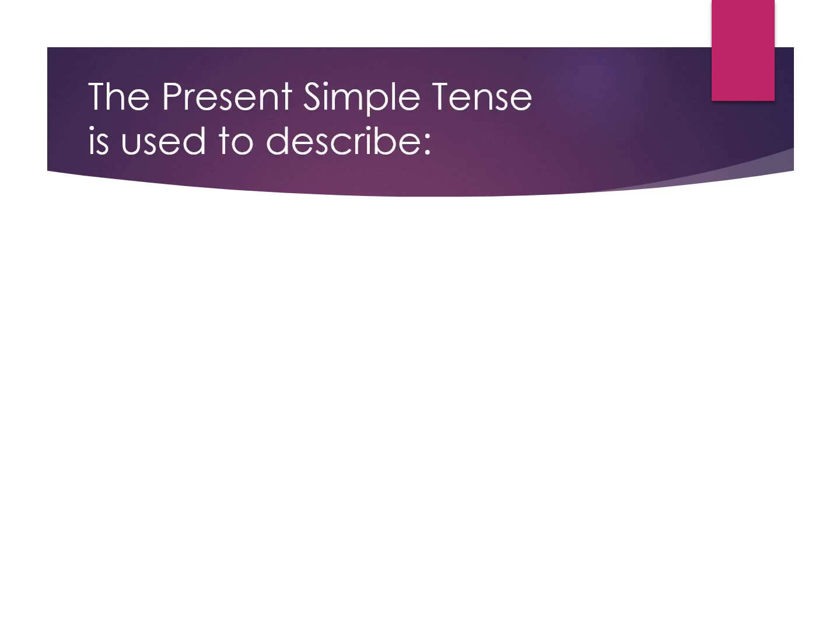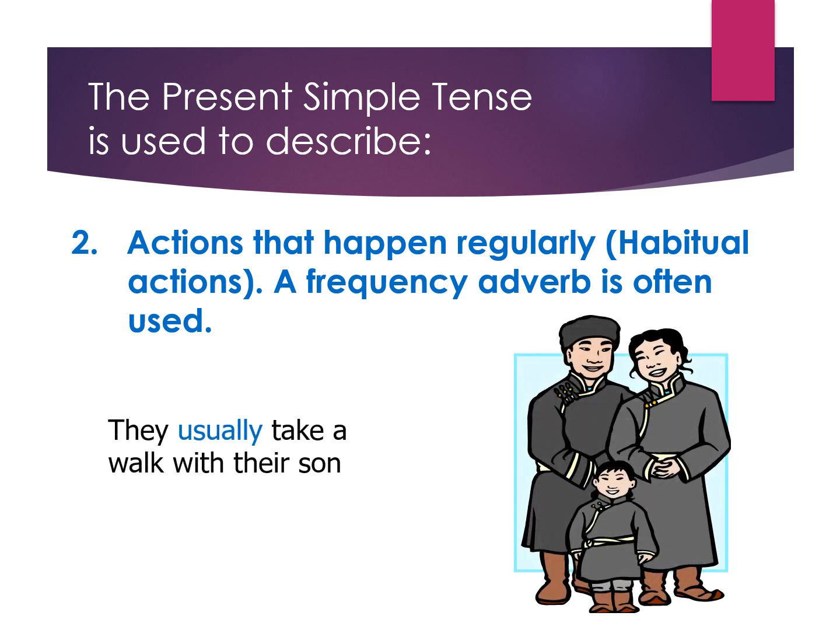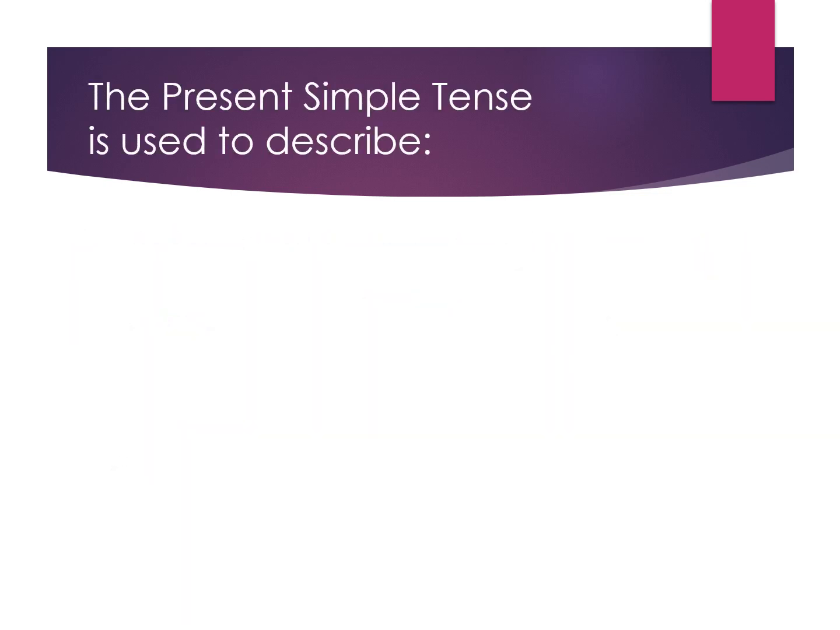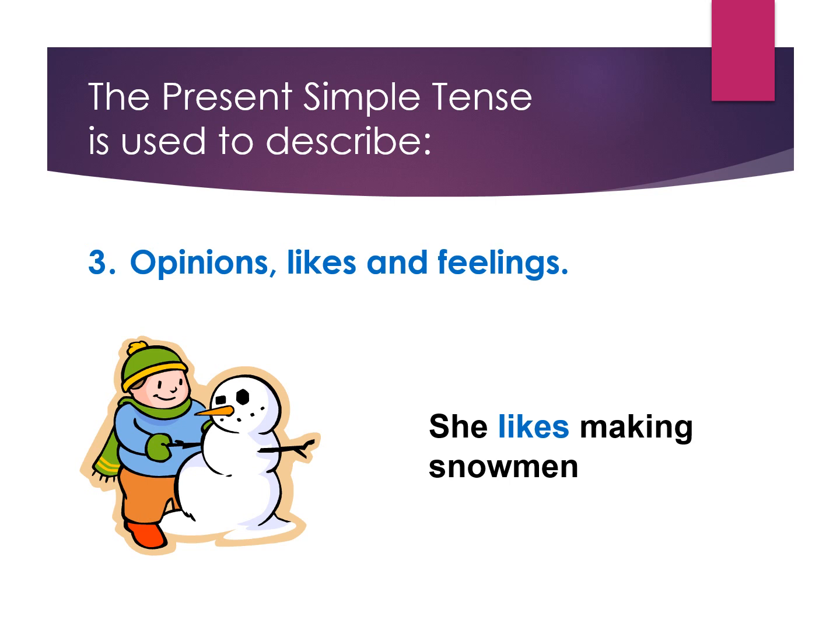We also use the simple present tense to describe actions that happen regularly, like habits and routines. In this case, we also introduce the usage of adverbs of frequency. As in the example, it says, they usually take a walk with their son. This is what they regularly do, probably 2 or 3 times a week. We also describe opinions, likes and dislikes. As in the example, she likes making snowmen.